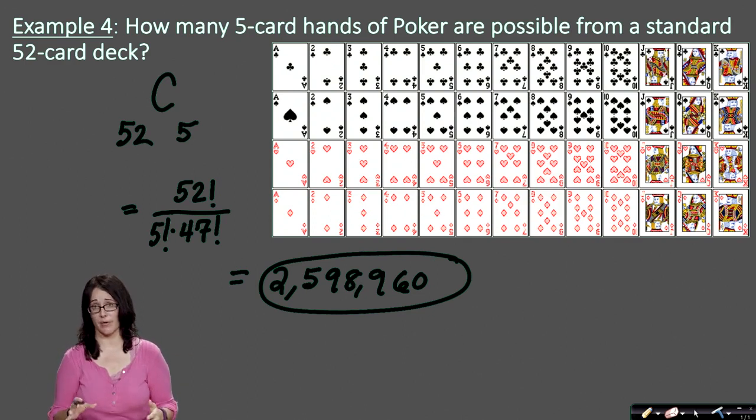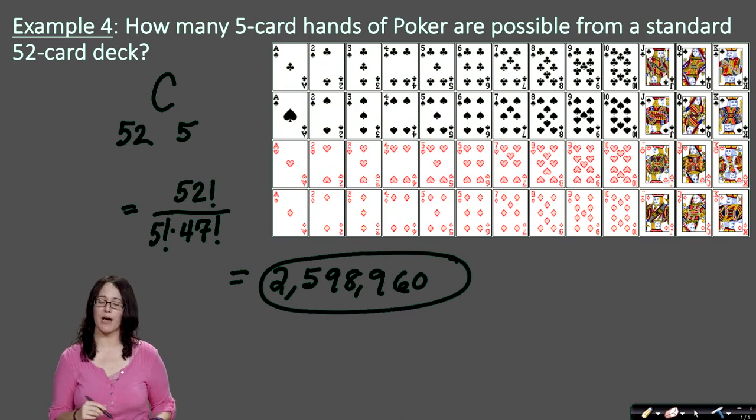So you'll see this number a lot when you start doing probability questions in your next section, where they say, what is the probability of getting a royal flush or getting 3 kings and 2 queens, things like that. The denominator will always be the total number of ways this could happen. This will be your denominator anytime you have a 5-card hand of poker. So keep that in mind. You'll be seeing that number a lot.